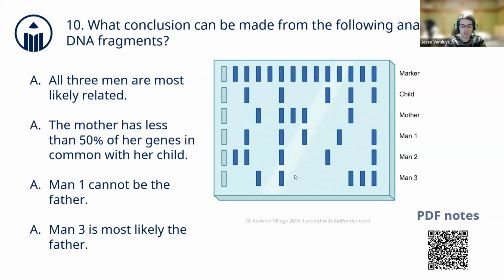Okay, then we have a multiple choice question, which is looking at the results of electrophoresis. And it says, what conclusion can be made from the following analysis of DNA fragments? So there's not much background given for this question, and that's kind of intentional. So you'd have to look at the electrophoresis plate here and try and figure out what this test is being done for, and then look at the possible answers and try and figure out which one is probably correct.